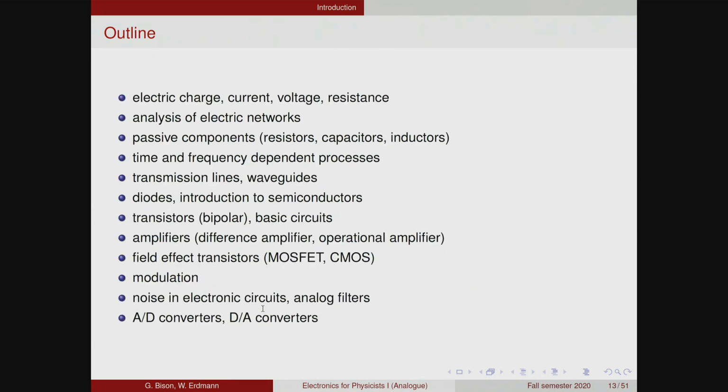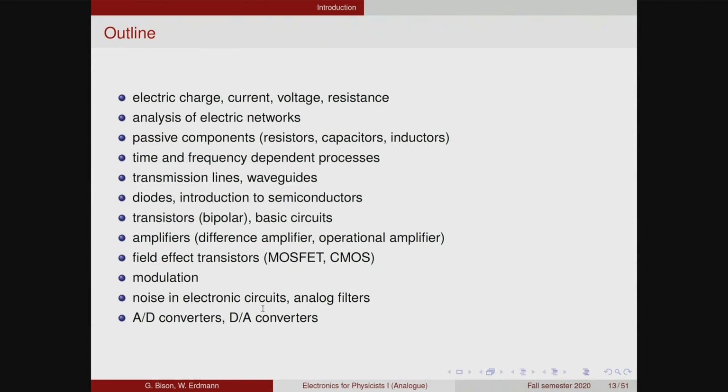Okay, so let me come to the outline. So we will go through the really basics of electronics, like electronic charge, current, voltage, resistance, and then go into the analysis of simple electronic networks. Then we have a look at all the passive components, resistors, capacitors, inductors.